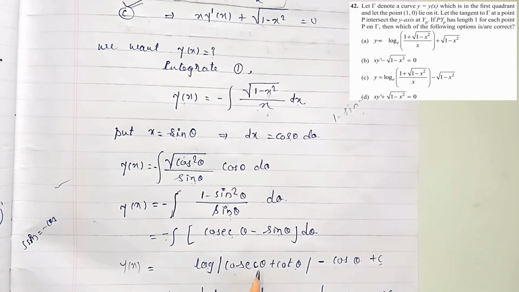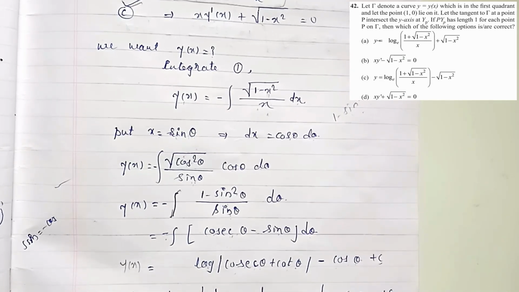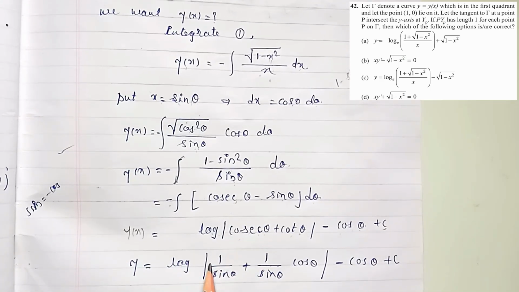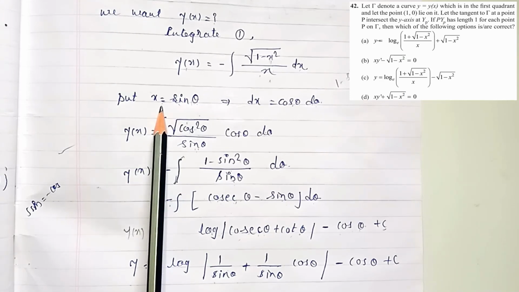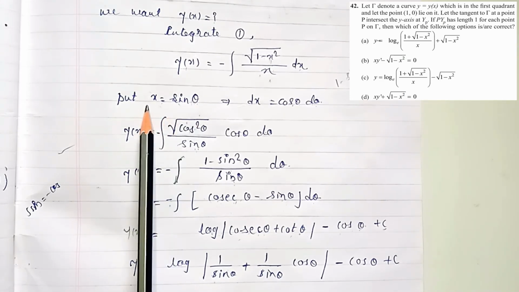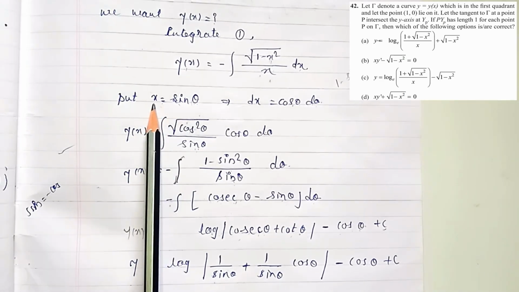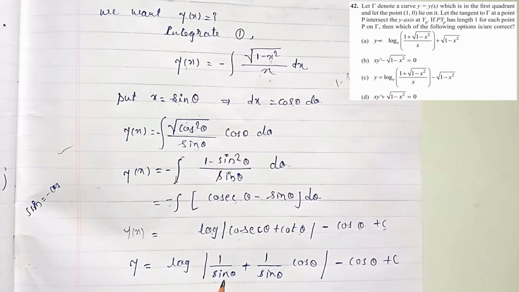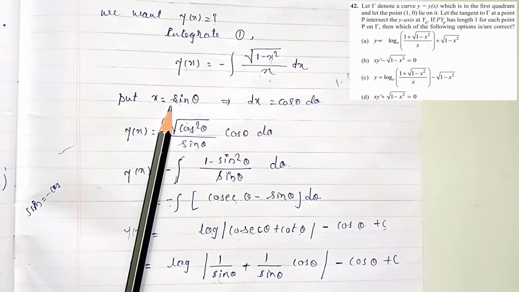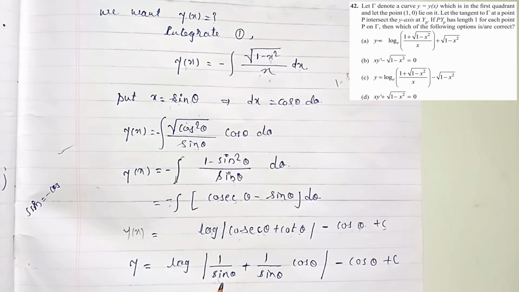Cosec theta I can write as 1 upon sin theta. Why am I writing cosec theta as 1 upon sin theta? Because we substituted sin theta as x. We already substituted sin theta is x, so we want the value for sin theta for substitution. So try to convert our whole term in the form of sin theta, then it is easier to substitute the value of x. So cosec theta can be written as 1 upon sin theta, and cot theta can be written as cos upon sin. So 1 upon sin theta into cos theta, minus cos theta, plus c.